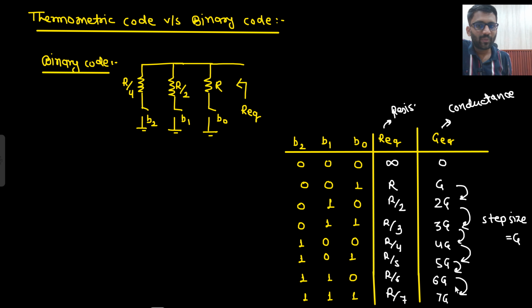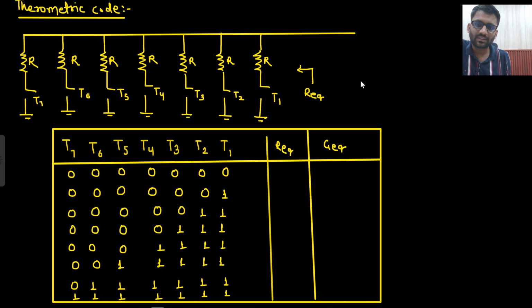Now, if I need to implement the same circuit using thermometric code, what will I do? I will connect the same kind of resistance in parallel. Seven same kind of resistances in parallel. And how will I start? At first I will not connect any of the switches. I am just telling you the meaning of thermometric code. That is important because the question has come. So R equivalent will be infinity and G will be 0. If only T1 is on, what will the R equivalent be? R, and G, as I am calling it, is G.